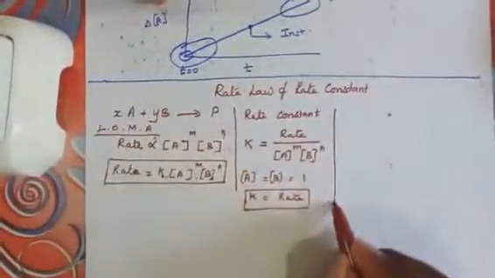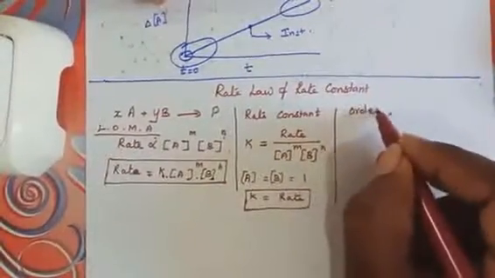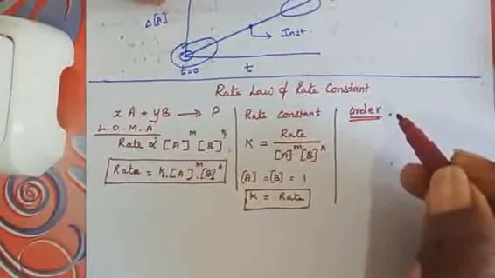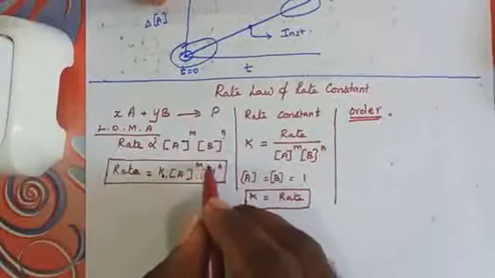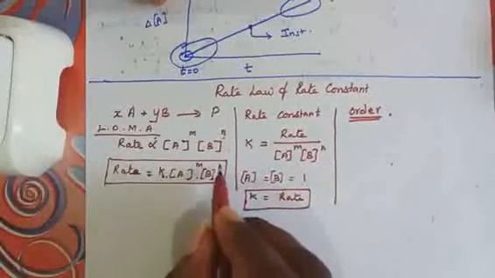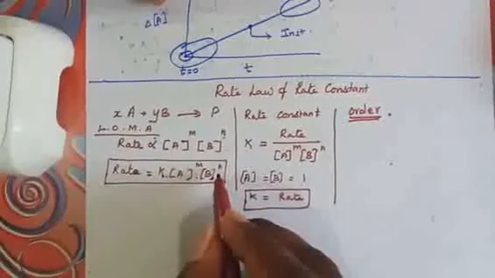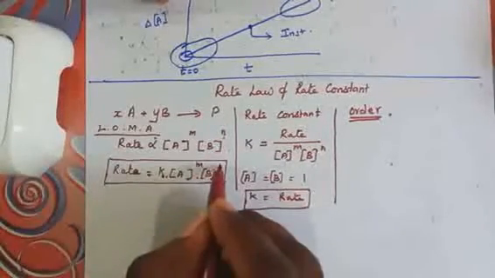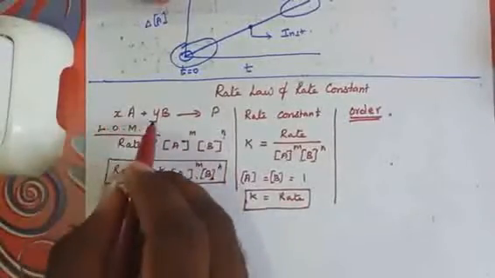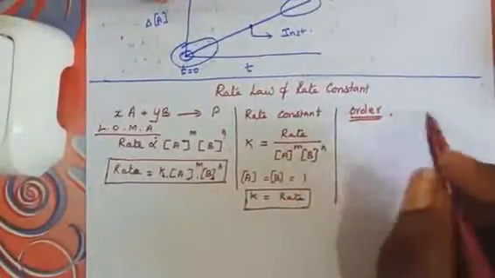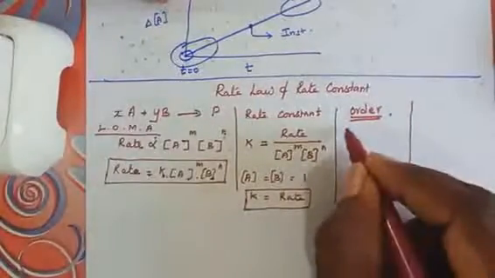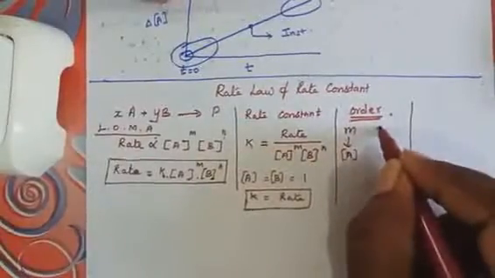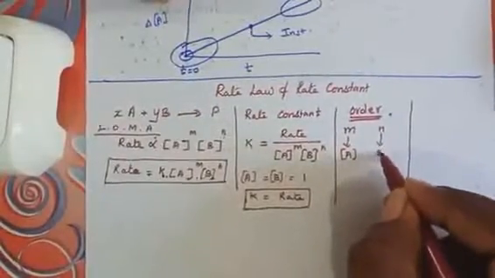And one more thing is order. Here, order is nothing but the powers obtained from the rate law. These powers are obtained only by experimental determination. It is not a theoretical value. That means m and n are not equal to X and Y. So m is the order with respect to the concentration of A, and n is the order with respect to the concentration of B.